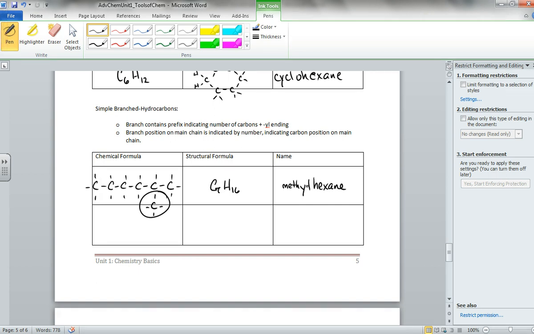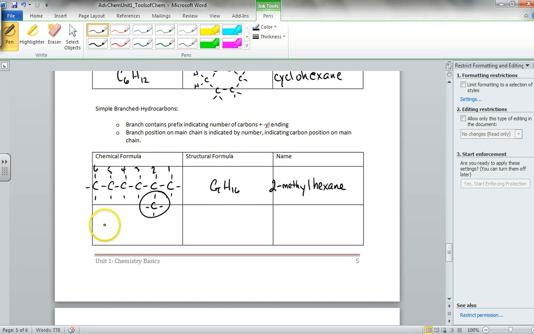Now, the branch occurs on a particular carbon. Right now it's on this carbon. It could have been on this carbon or this carbon. It could have been any of these carbons except for the end. And so we have to indicate which one it is, so we have to number off the carbons. And what we do is we always start to number the chain from the end closest to where the branch is. So this will be carbon 1, 2, 3, 4, 5, 6. The branch occurs on the second carbon, so this would be 2-methylhexane.